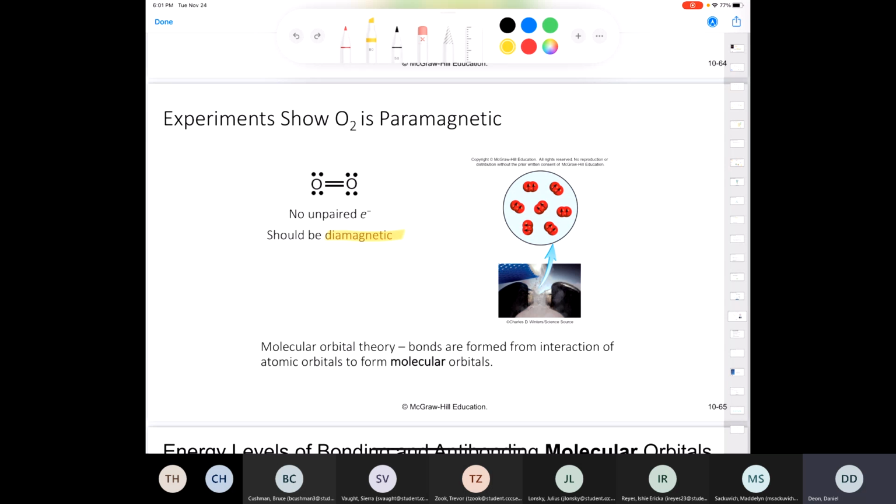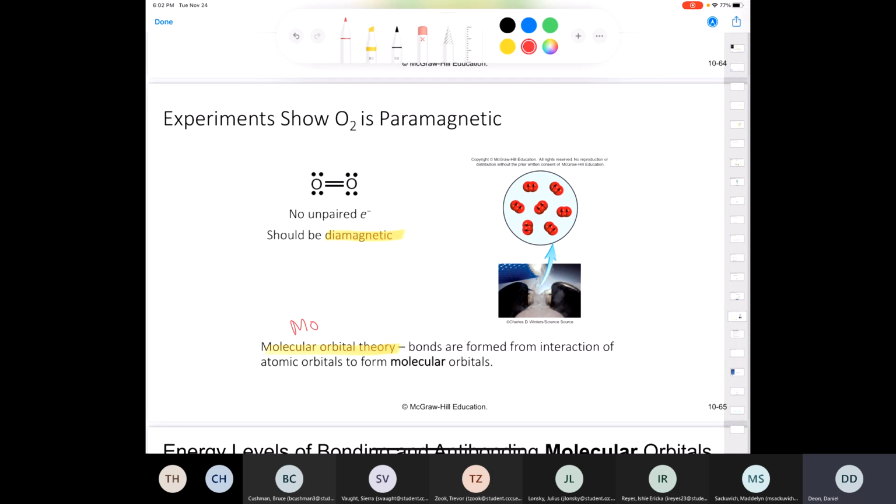The difference between a molecular orbital and an atomic orbital is that an atomic orbital is only associated with one atom. And so, again, molecular orbital theory, which is what we're going to concentrate on now, or MO theory, bonds are going to be formed from the interaction of atomic orbitals that are going to form bigger orbitals called molecular orbitals, which deal with the entire molecule.